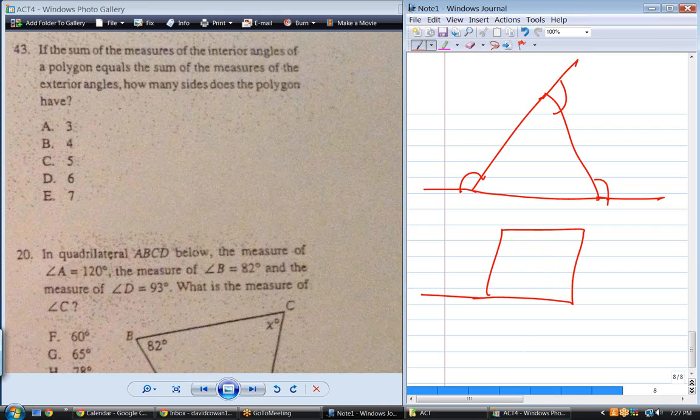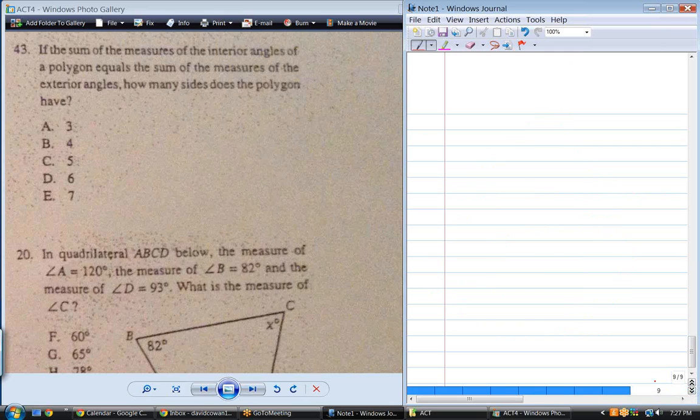And since we know that the sum of the exteriors is always 360 regardless of whether it's 3, 4, 5, or 17-sided, then it has to be a four-sided figure. Not a square necessarily, but it has to be four sides. Even if I have a parallelogram like that, as long as it's four sides, I know the interior is 360 and I know the exteriors are always 360 no matter how many sides there are.